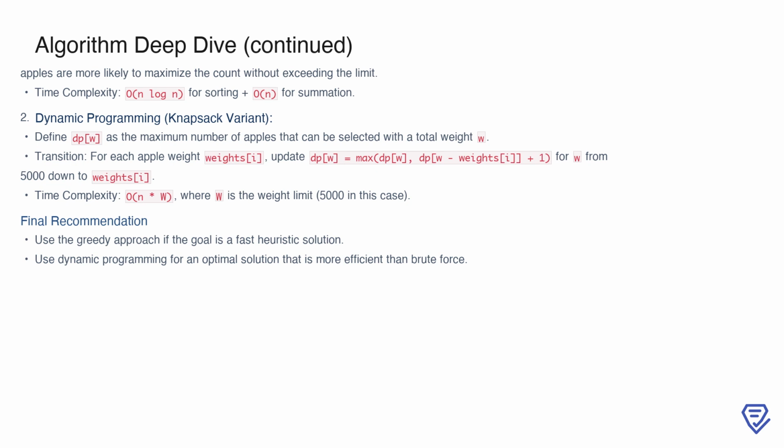Alternatively, we can apply dynamic programming, which is a more sophisticated yet efficient method. Here, we define dp[w] as the maximum number of apples that can be selected with a total weight exactly equal to w, and we iteratively update this array. For each apple, we look at all possible weights from 5,000 down to the apple's weight, updating the maximum count based on whether including the current apple results in a better solution. This approach has a time complexity of O(n * w), where w is the weight limit, which is 5,000 in this case. Ultimately, the choice of approach depends on the problem constraints. Greedy is faster and simpler, while dynamic programming guarantees an optimal solution.